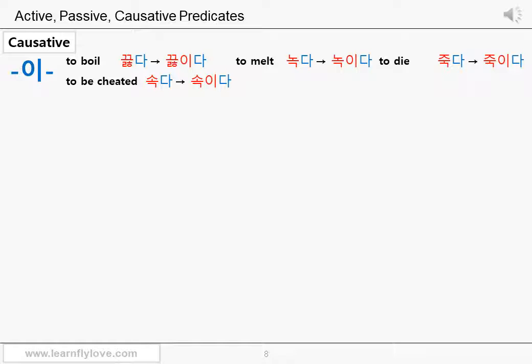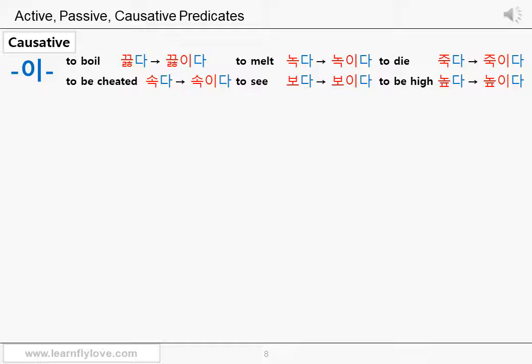Got it? The next verb is to see. It's 보다 in the active form and it's 보이다 in the causative form. And it has the same form in the passive too, as you've seen earlier. So 보이다 can mean to be seen and it can also mean to show something, which means to let someone see. Okay? 보이다. Let's see the next predicate.